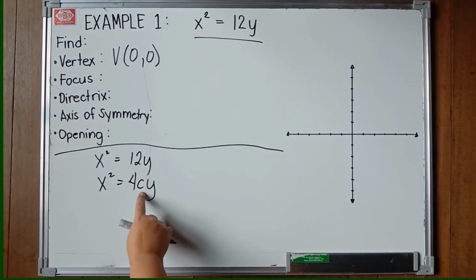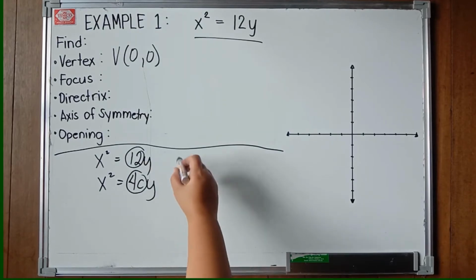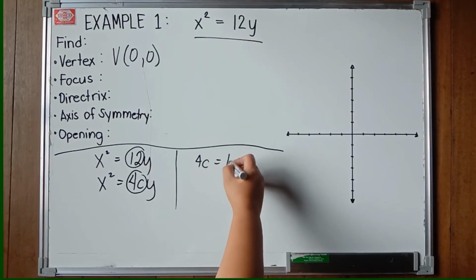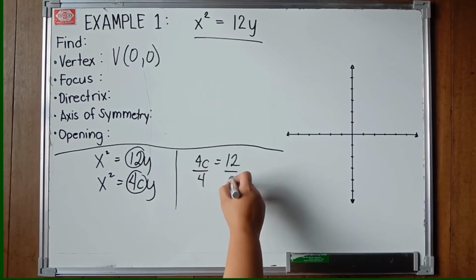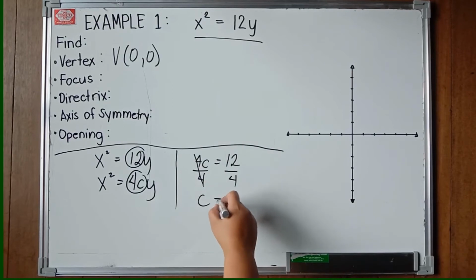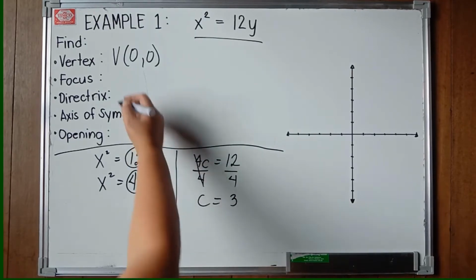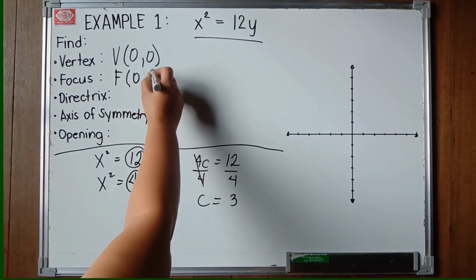So let's have the focus. How are we going to solve the focus? We will equate 4c to 12. So 4c is equal to 12. We will solve for c, so we will isolate c. We will divide both sides of the equation by 4. So c is equal to 3. Meaning, our focus is 0, 3.